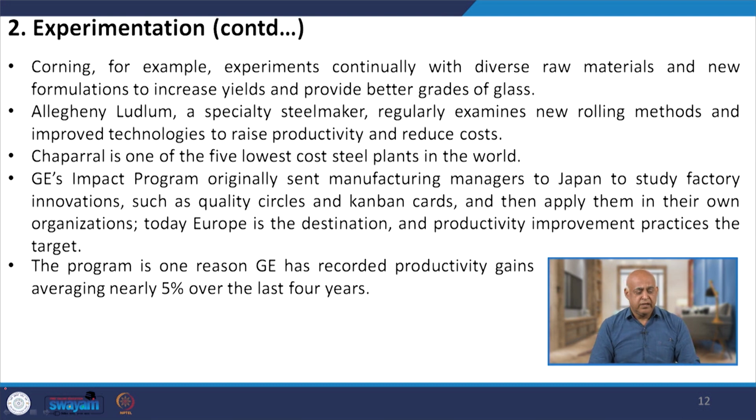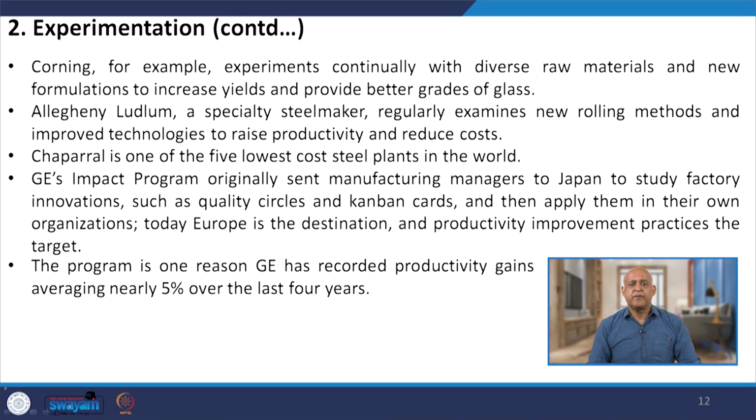So, here, Chaparral is one of the 5 lowest cost steel plants in the world, and GE's Impact program originally sent manufacturing managers to Japan to study factory innovations such as quality circles and Kanban cards, and then they apply them in their own organizations. Today, Europe is the destination, and productivity improvement practices the target. So, the program is one reason GE has recorded productivity gains averaging nearly 5% over the last 4 years.